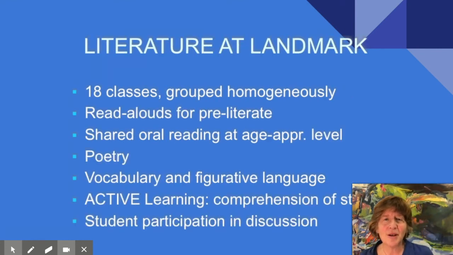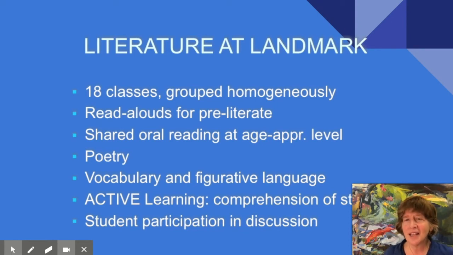Literature at Landmark consists of 18 classes grouped homogeneously. Many factors are considered when grouping students. The pre-literate students are read aloud to, and most students read collaboratively at an age-appropriate level. Poetry is addressed and often memorized and recited. Students learn vocabulary and learn to decipher figurative language.